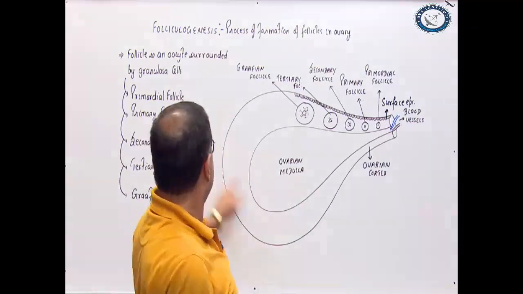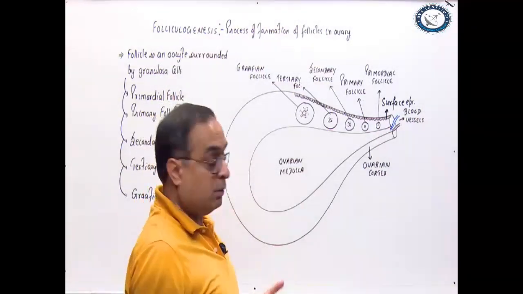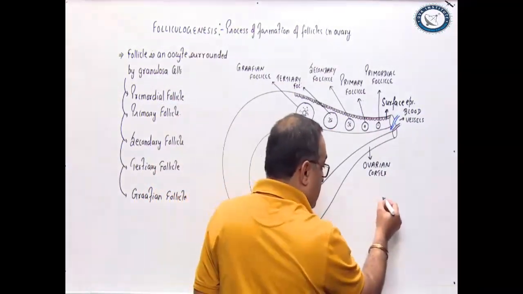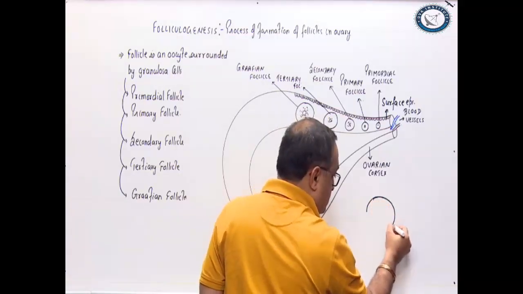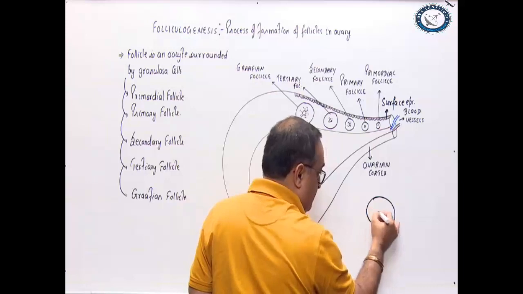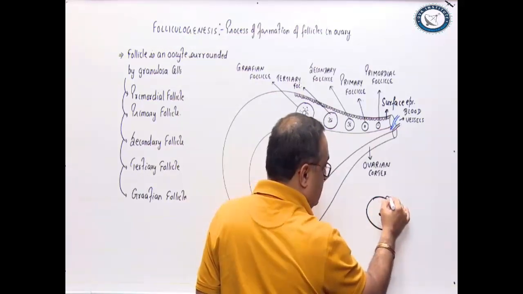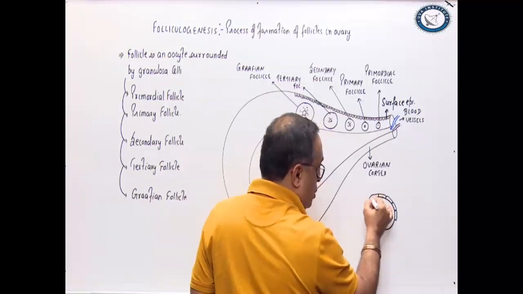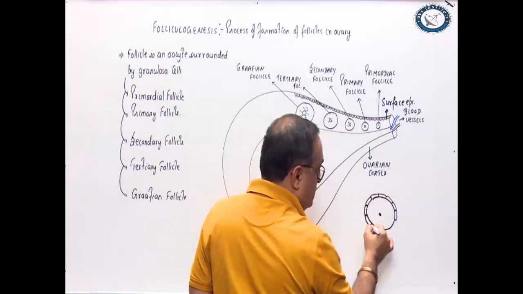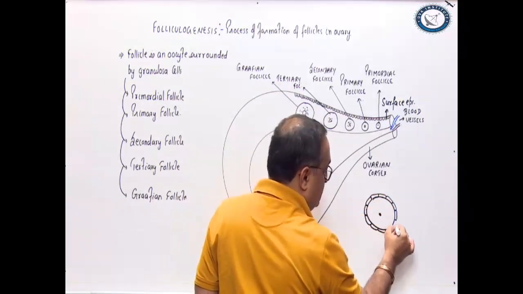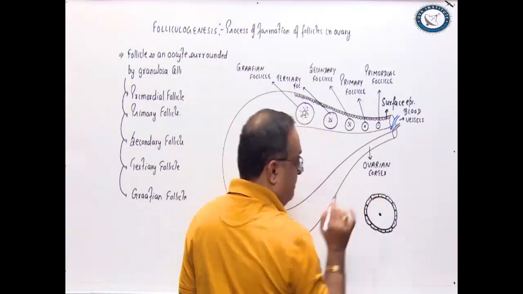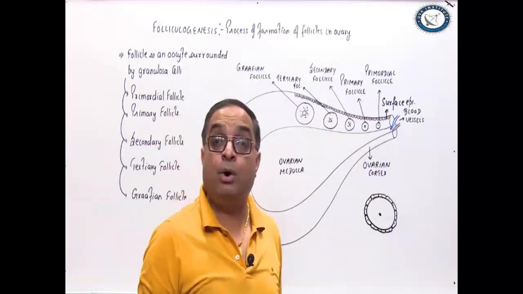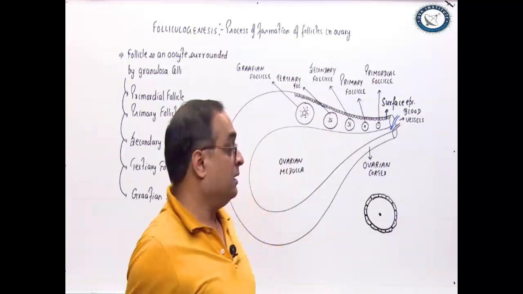As I said that first there is primordial follicle. What's a primordial follicle? Primordial follicle is an oocyte which is surrounded by flattened epithelial cells. Like this, as I'm showing in the diagram. Oocyte surrounded by flattened epithelial cells. This simple structure is what is primordial follicle.